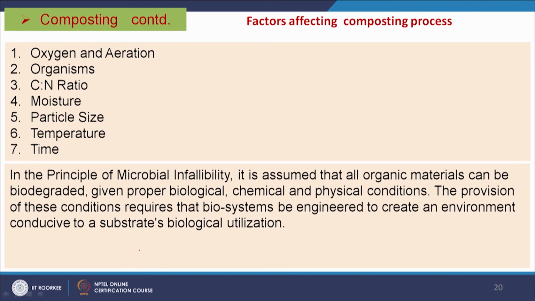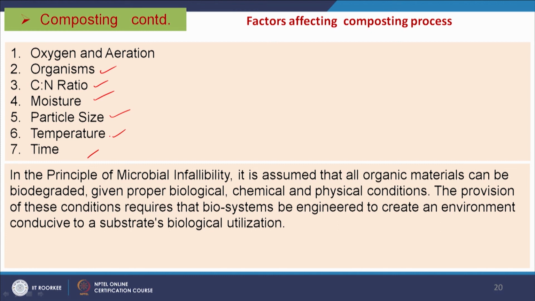We will see different factors which influence the performance of the composting process, like oxygen and aeration. The type of organisms we are using will also influence the performance. Then the carbon to nitrogen ratio, that is 20 to 30, the C by N ratio, and moisture, which is also important for biological growth. The particle size is also important because aeration and air diffusion will be influenced by this. Temperature is necessary for microbial growth, and time is also required for the degradation of the organic compounds.